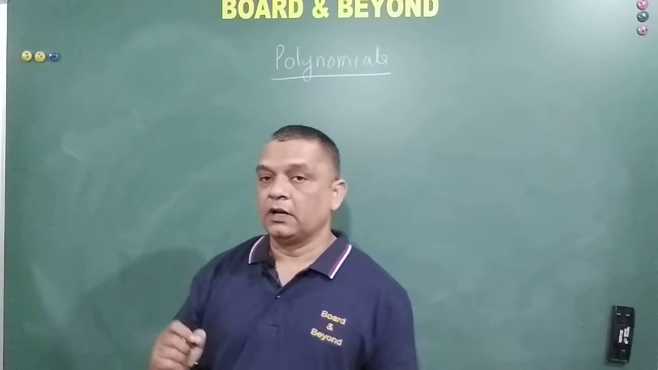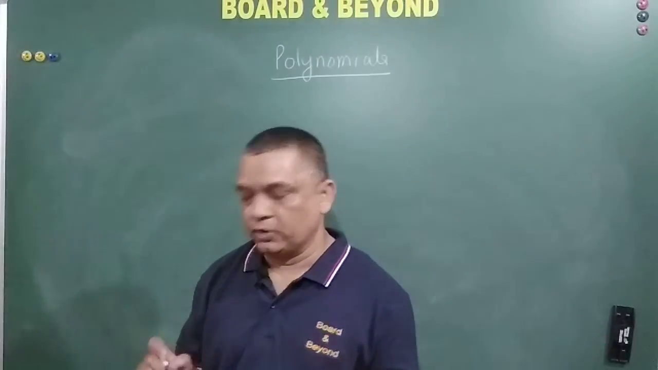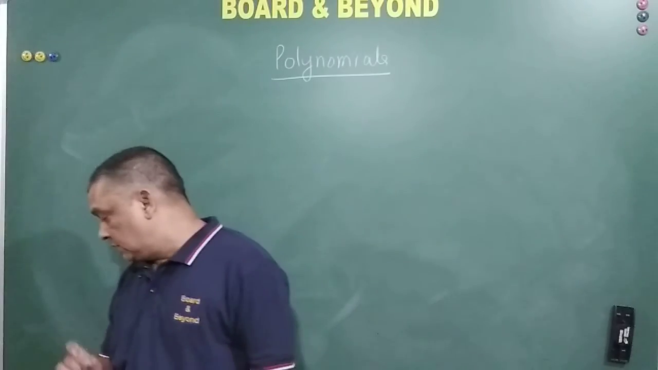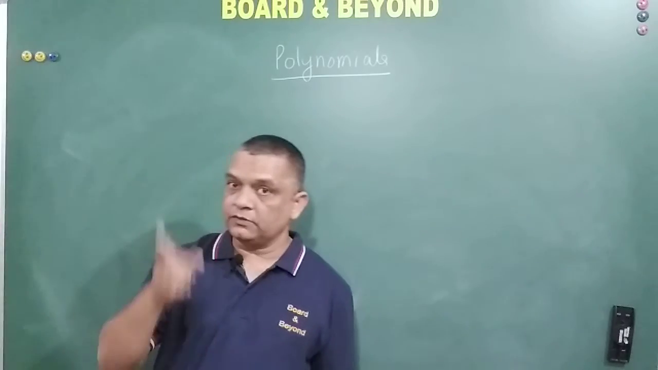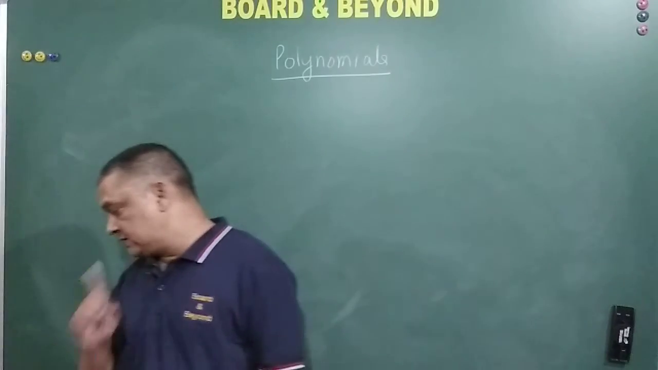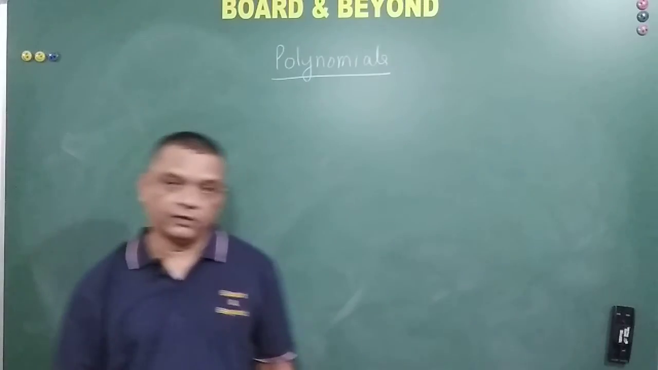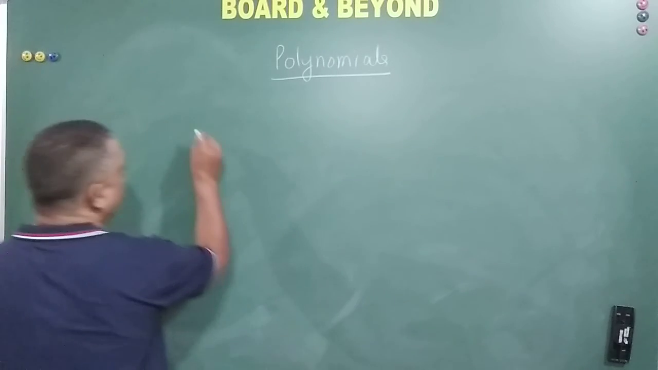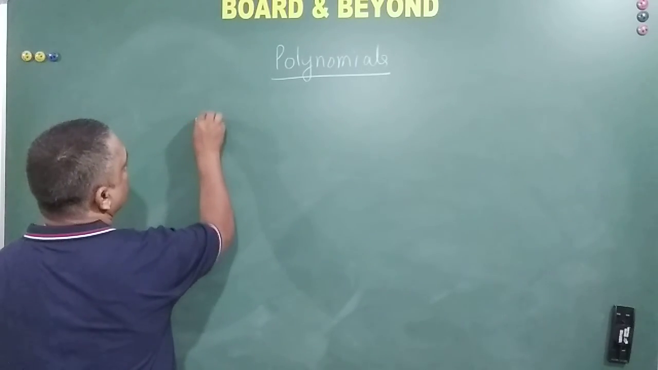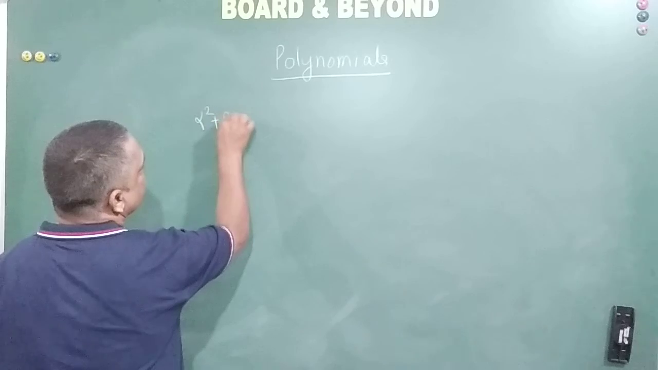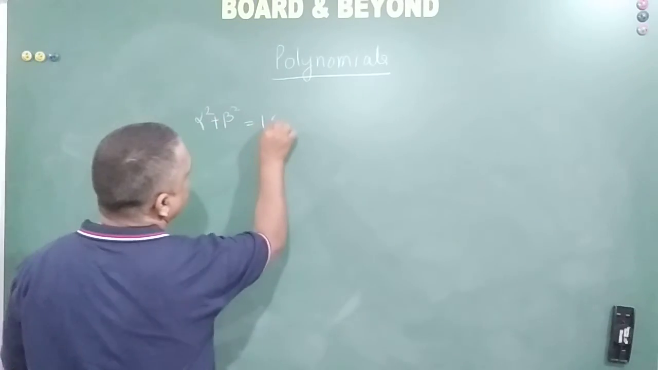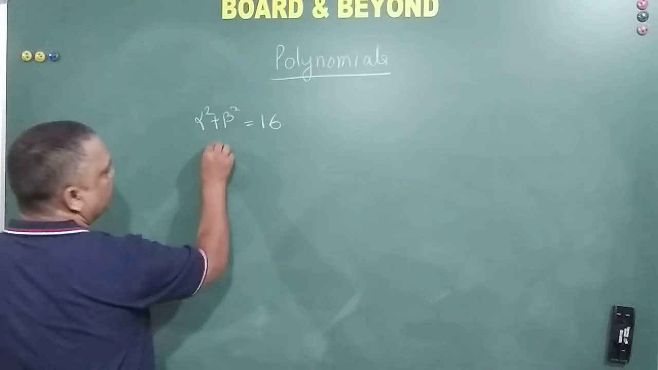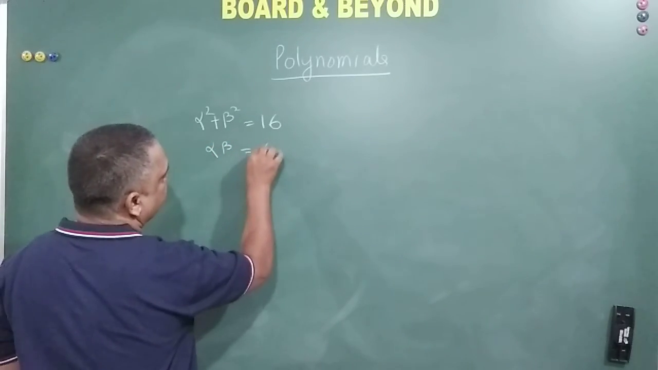Let me just read it out clearly and crisply. Find a quadratic polynomial having sum of the squares of the roots as 16 and product of the roots as 4. So what does it say? Sum of the squares of the roots: alpha square plus beta square is equal to 16, and alpha beta is equal to 4.